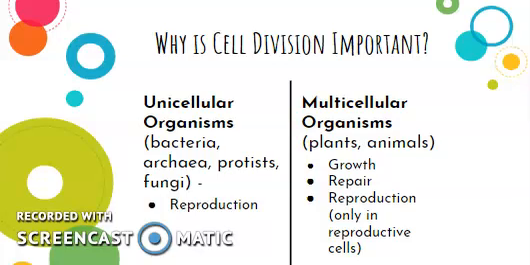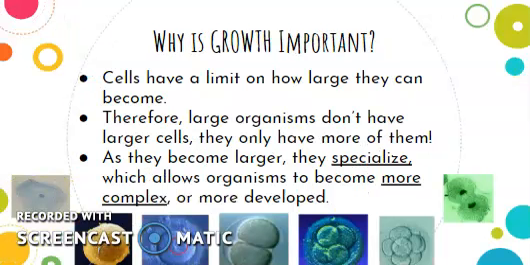Multicellular organisms, so plants and animals, use cell division for growing, getting bigger, repairing, and reproduction only in their reproductive cells. But that's meiosis, not mitosis. So let's dive into each of these a little bit more deeply. So growing. Cells do have a limit on how large they can become. So if I'm a single-celled organism, I get so big, I divide, and that's called reproduction. I make a new copy of myself.